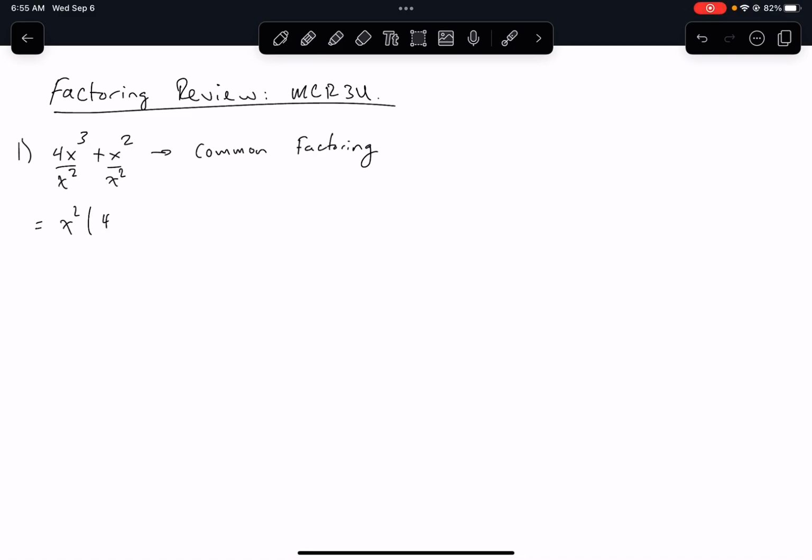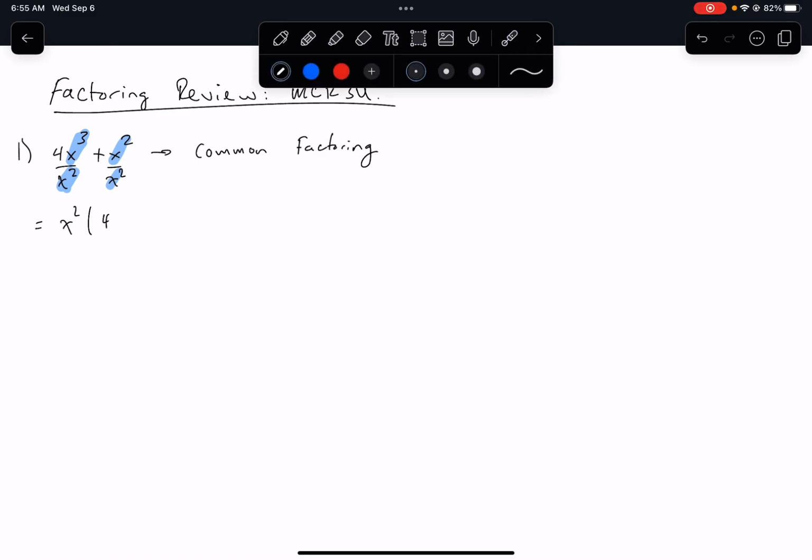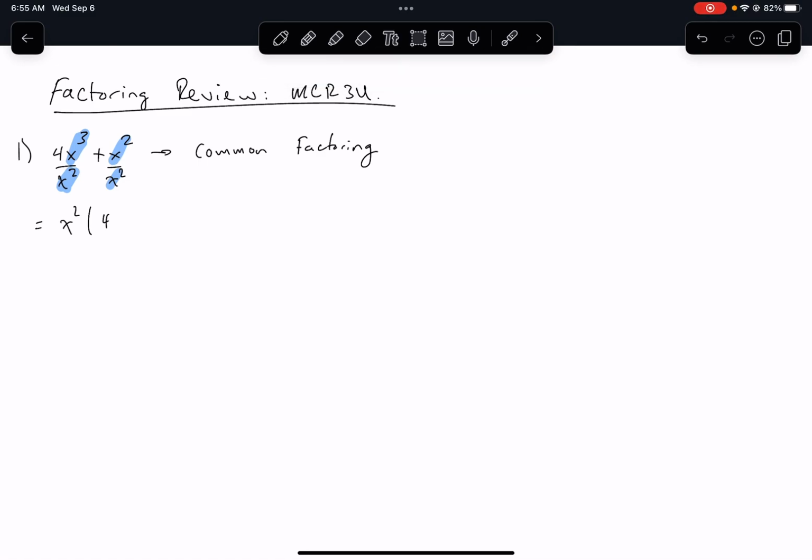So in order to counteract that division, we're going to write it out front in the form of multiplication, right? And then I can simplify x cubed and x squared, and x squared and x squared. So x cubed divided by x squared is just going to be x, and x squared divided by x squared is 1. So it's x squared times x plus 1. That's going to be the answer there.